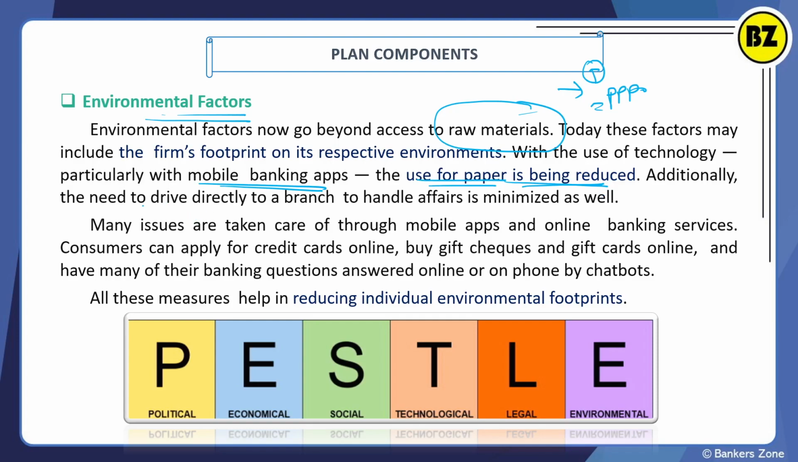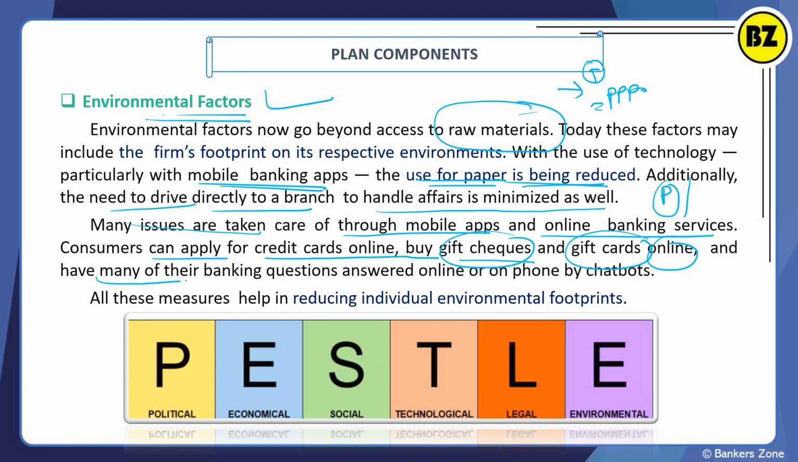Apart from that, the need to drive directly to the branch to handle affairs is minimized as well. Due to the mobile banking app, people don't need to visit the branches, so there is saving in petrol, so it is environment friendly. Many issues are taken care of through the mobile banking application or online banking services. Consumers can apply for a credit card or debit card online, and they can buy a gift cheque and a gift card online. So less paper will be used, and that is good for the environment. Reducing environmental footprints is very easy, right?